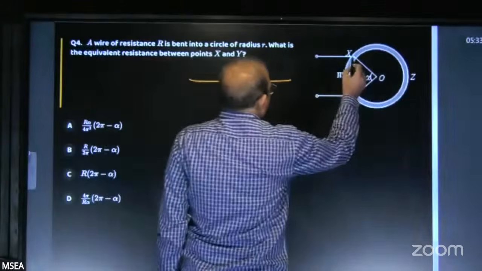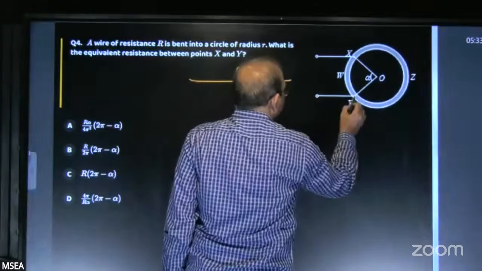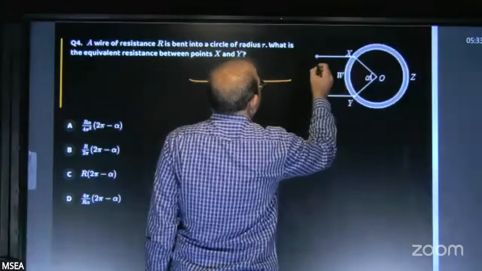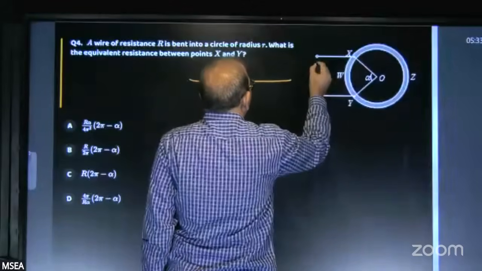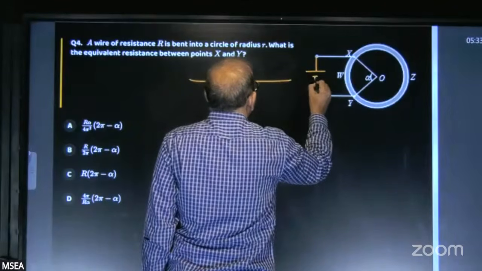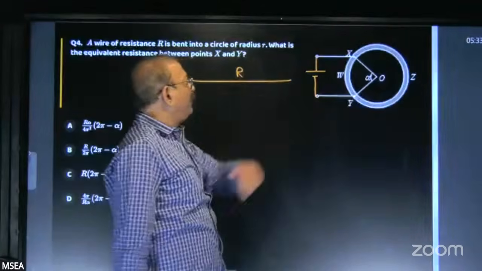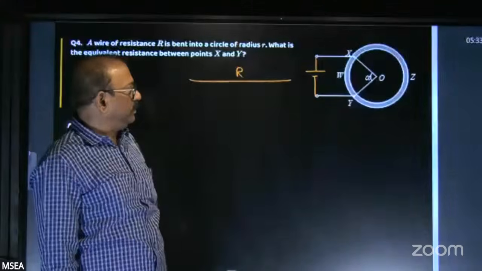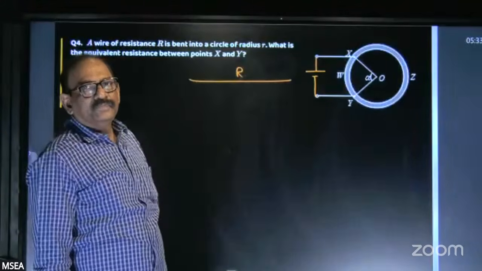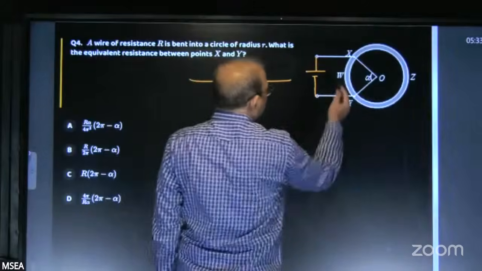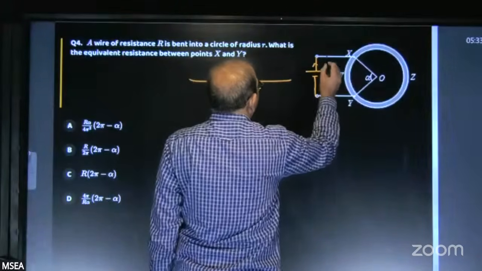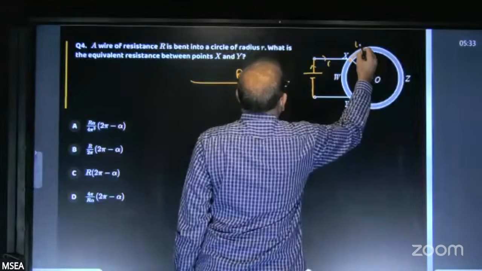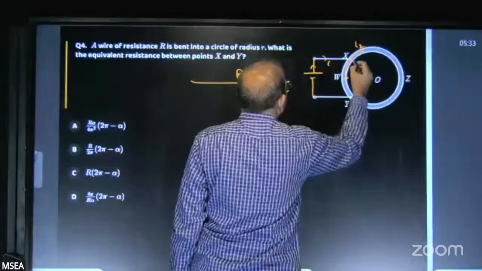Now you are finding the effective resistance between these points X and Y. What is the meaning of this? Between X and Y, if you connect a battery, then what is the effective resistance of this network? That is what is being asked. If you connect a battery like this between X and Y, the current I coming from the battery splits into two branches.